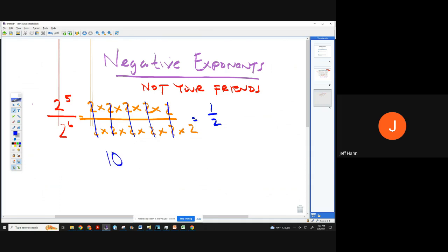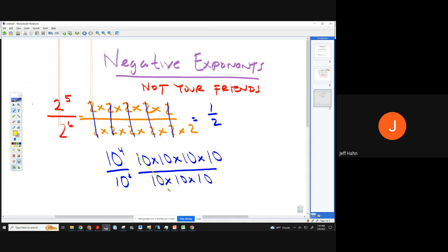Let's say I have 10 to the 4th power over 10 to the 3rd power. If I did that out, I'd have 10 times 10 times 10 times 10 over 10 times 10 times 10. And we do the same thing. You can cross off 1 for 1, and I'm left with a 10, which is 10 to the 1st power, which is what I got.